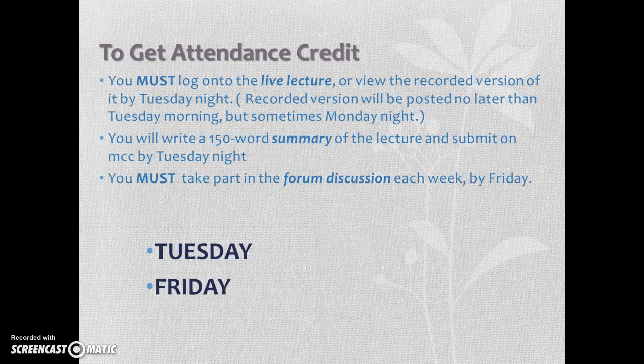But first, a reminder to get your attendance credit. Please make sure you submit a 150-word summary of this lecture no later than Tuesday night. The link is on My Course Connection. And then please take part in the forum discussion by Friday, no later than Saturday, to post a reply to one of your peers. But I think there's posts in there, so everybody should be able to get this in by Friday. Please remember, Tuesday and Friday. Altogether, this is worth 35 points each week to your attendance grade.